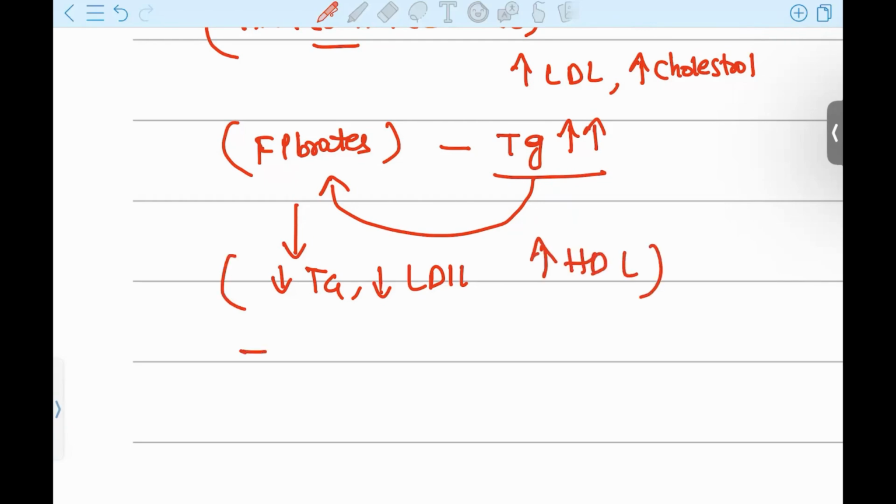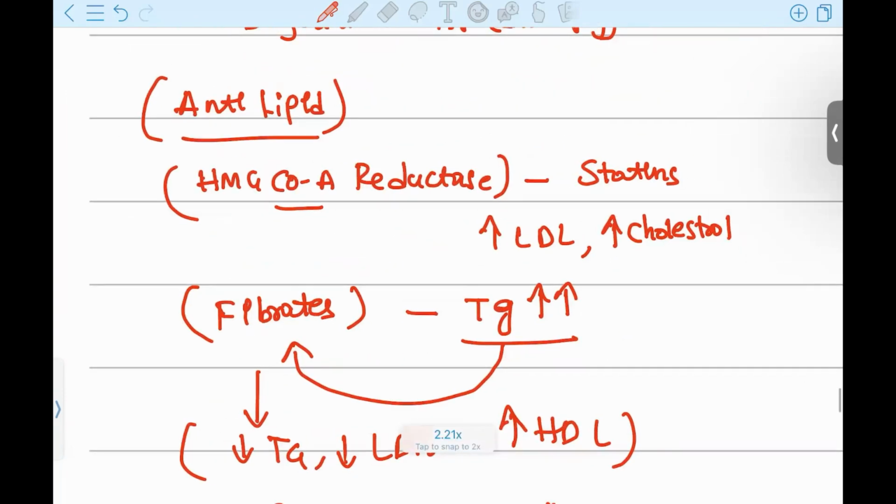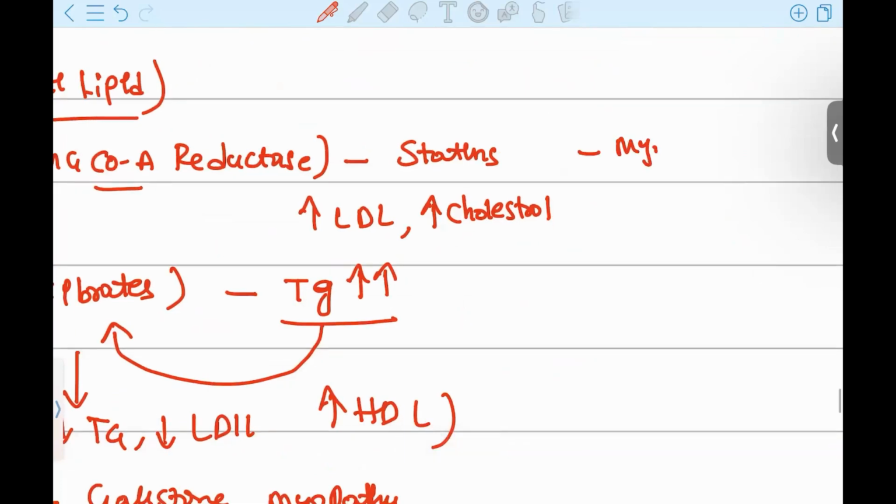But what are the side effects of this? Usually this patient will have gallstone formation. Gallstone formation is seen in this patient, and also myopathy. Myopathy is also caused. And same with your statins also. Statins will also cause myopathy in the patients. Okay, these are the common side effects.